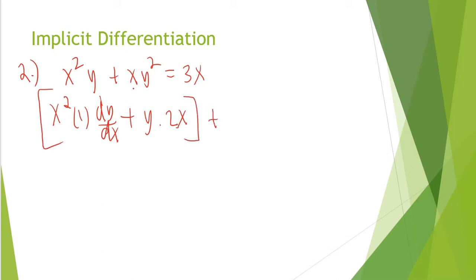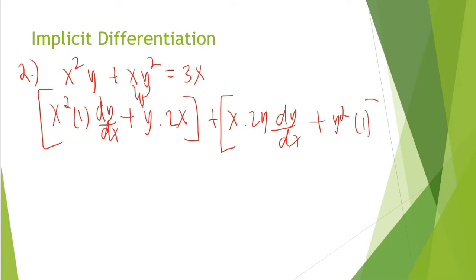Plus, for this one, x times the derivative of y squared is 2y. And then we add dy over dx for every y being differentiated. Plus y squared times the derivative of x, which is 1. So this is it. And then equals the derivative of 3x, which is 3.